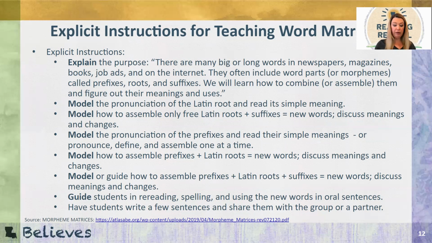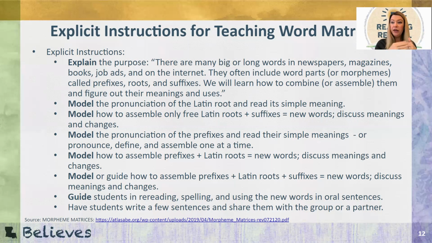Once you've done that and you modeled how to read the word, how it becomes a new word, and the meaning of that word, then you're going to model how to assemble a prefix to that base. Once again, you're going to model how to assemble it, you're going to model how to pronounce it, and you're going to model talking through the new meaning of it. Once you've done that, you can start putting prefixes, bases, and suffixes together to form new words.